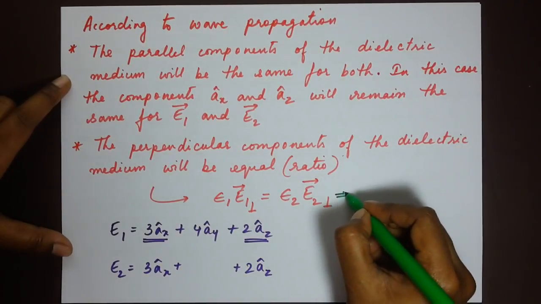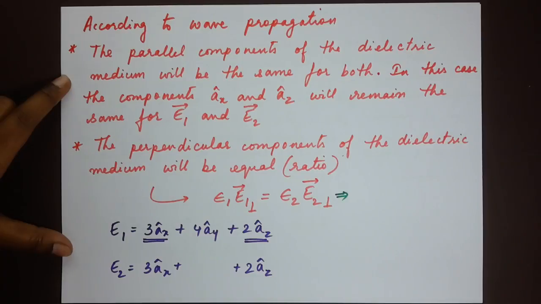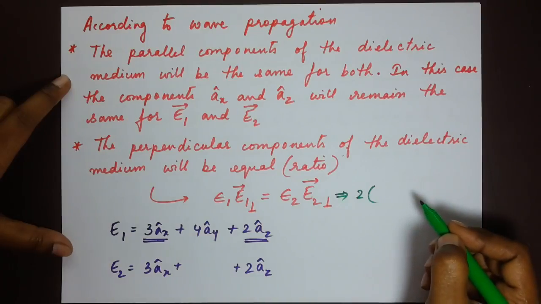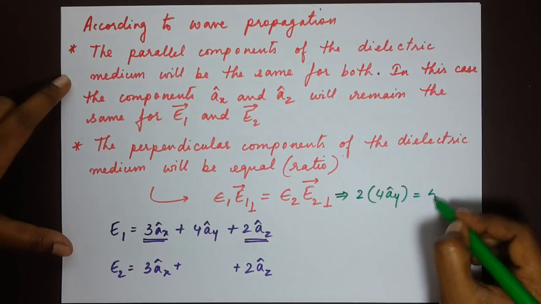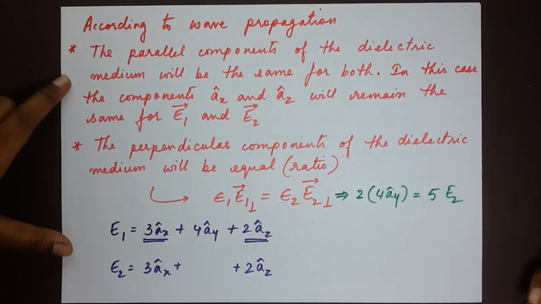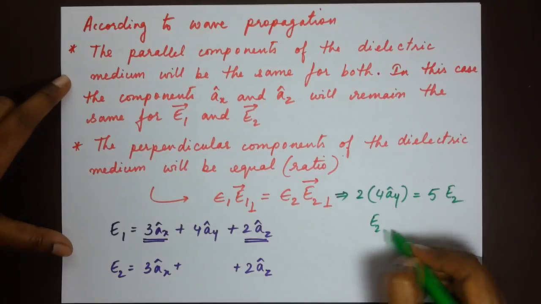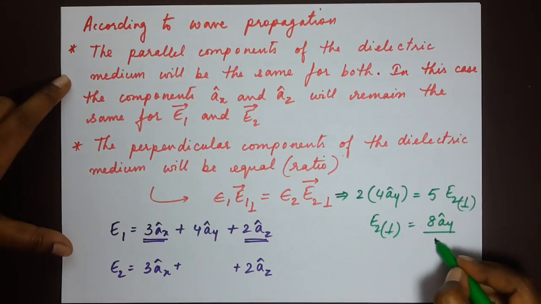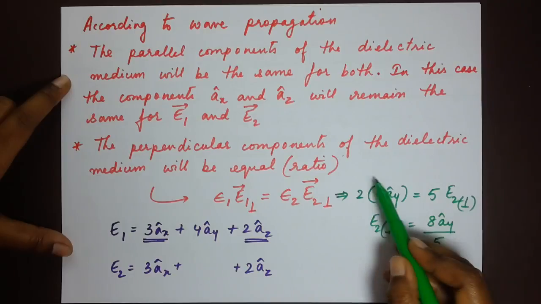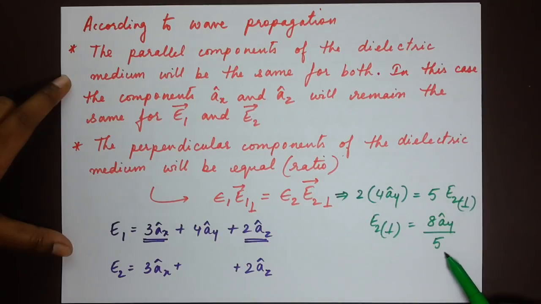So this implies, what is epsilon 1? Epsilon 1 is 2. 2 into the perpendicular component of E1, which is 4AY, is equal to 5 into E2. Now we need to find the perpendicular component of E2. This would be 8AY cap divided by 5. It's just solving this equation. So 8 by 5 gives us 1.6. So this element is 1.6 AY cap.